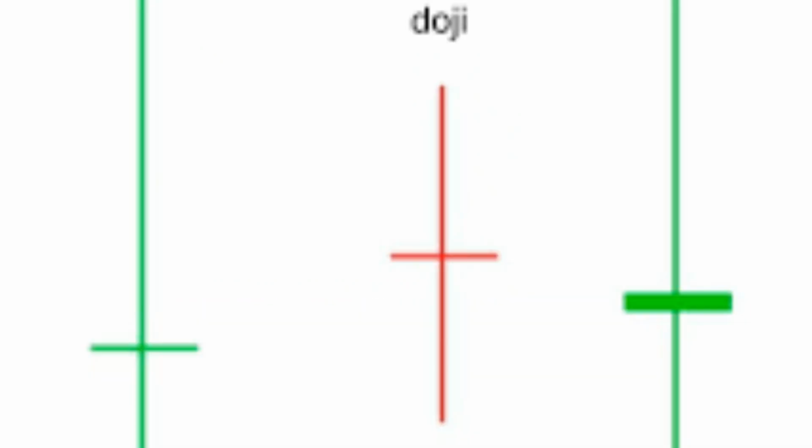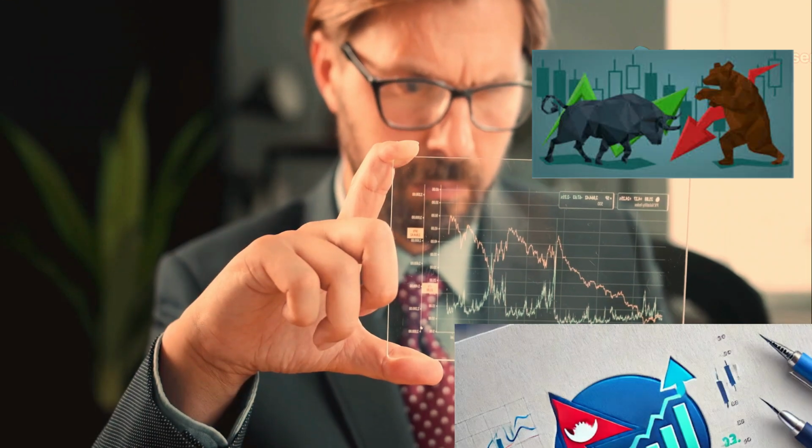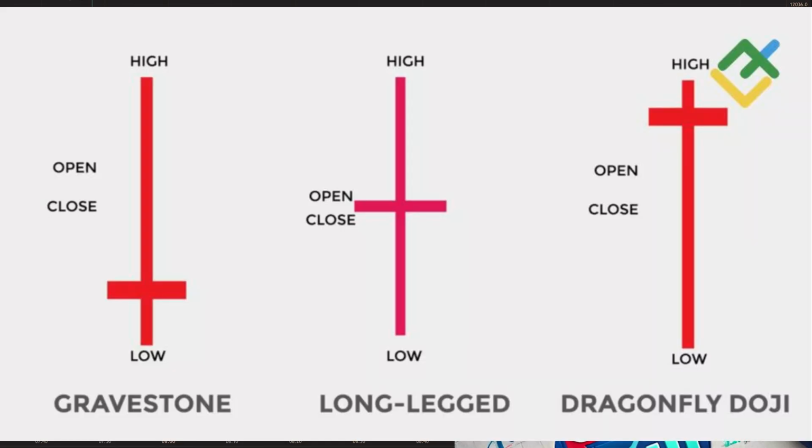The Doji, a mysterious character in the world of candlestick patterns. This little guy looks like a plus sign or a cross, with the opening and closing prices very close together or even equal. What's the Doji telling us? Indecision. Buyers and sellers are locked in a stalemate, unsure of which direction to take the market. It's like a calm before the storm.